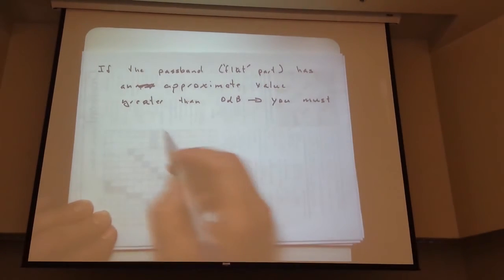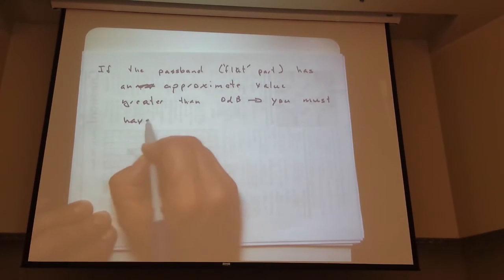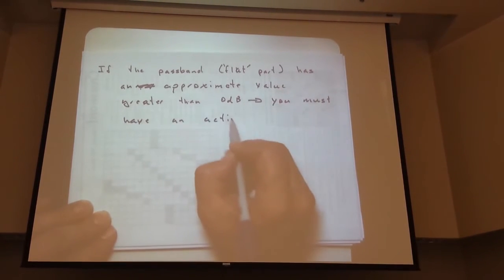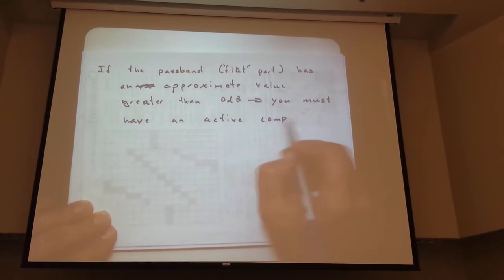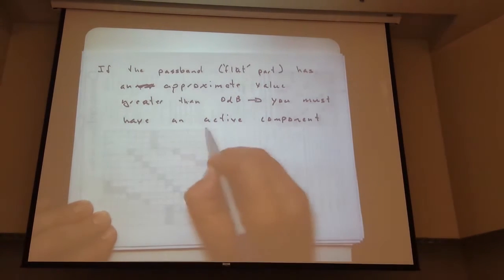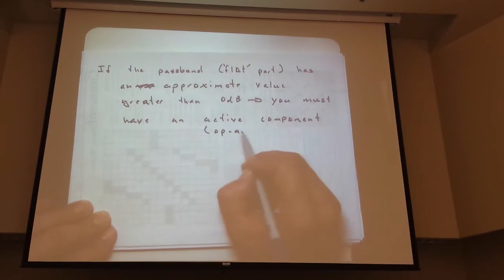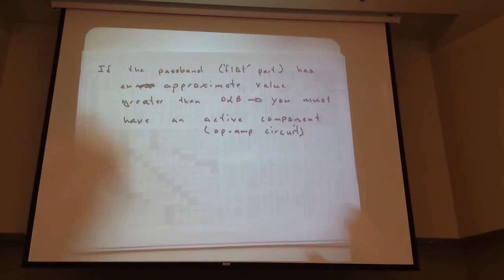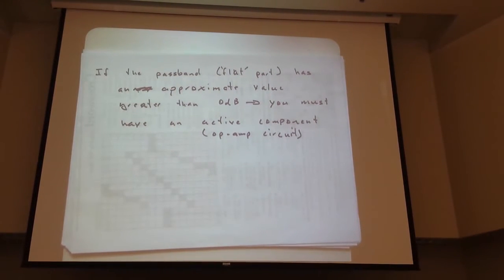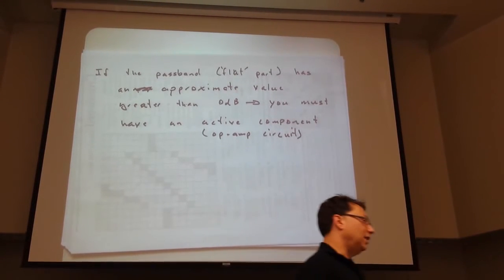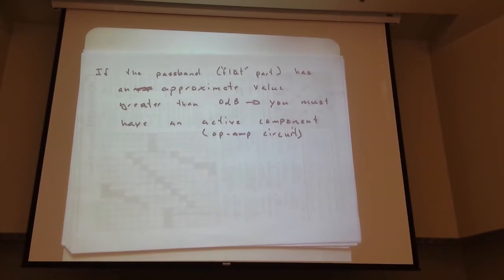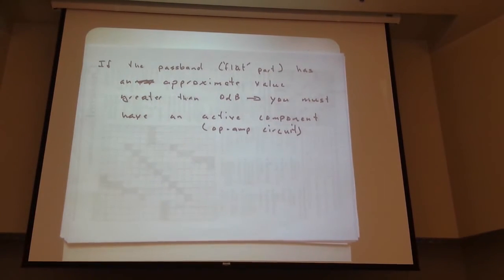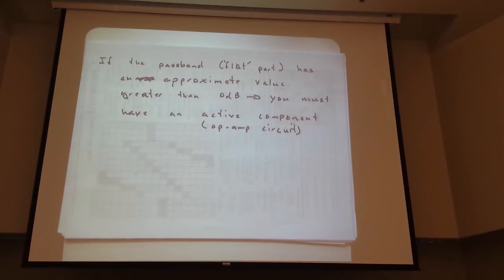Okay, you guys playing phone tag with each other? You must have an active component. In other words, an op-amp. An op-amp is an active component. It has its own power. Passive components, resistors, inductors, capacitors, they don't produce any power magically. An op-amp does produce magic power. Not quite magic, but we must have an active component.